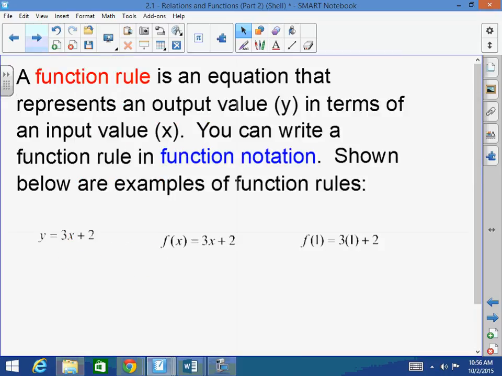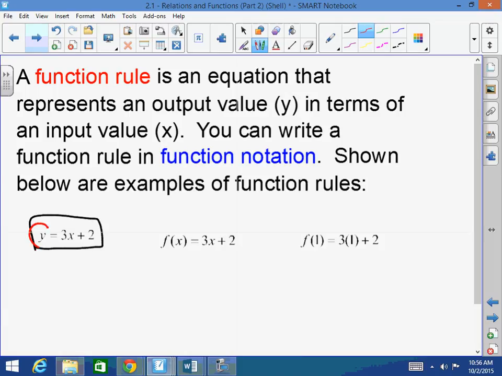All right. Let's wrap this up. Last but not least, guys, a function rule. A function rule is an equation that represents an output value y in terms of an input value x. You can write a function rule in what's called function notation. Shown below are examples of function rules. You got y equals 3x plus 2. This y can be rewritten as what's called f of x. F of x and y are the same thing. F of x is just a fancy way to call y.